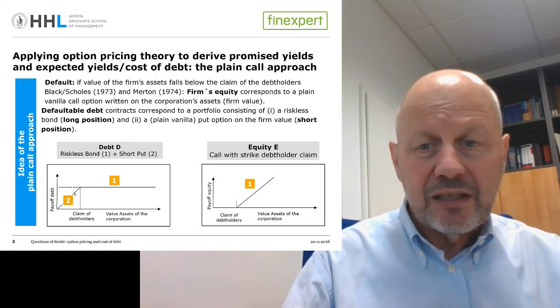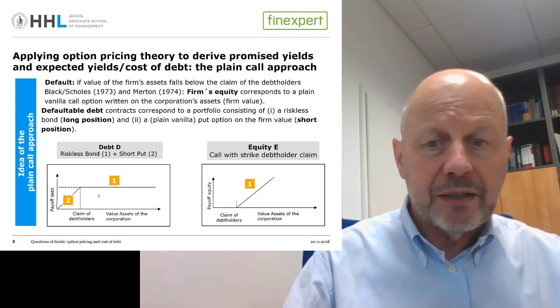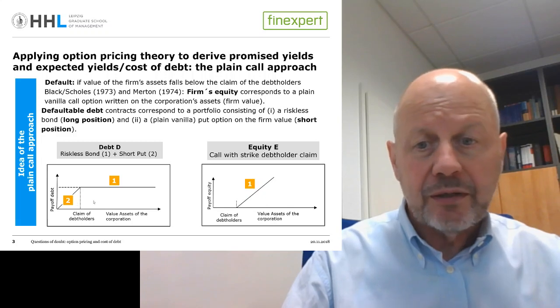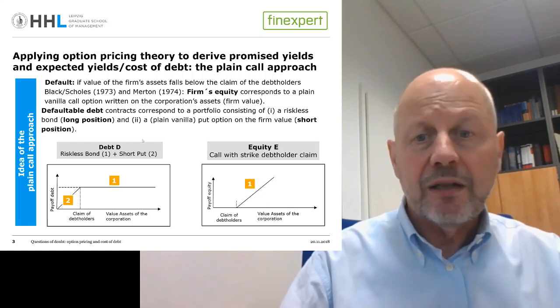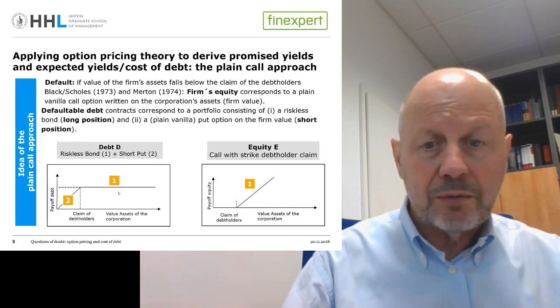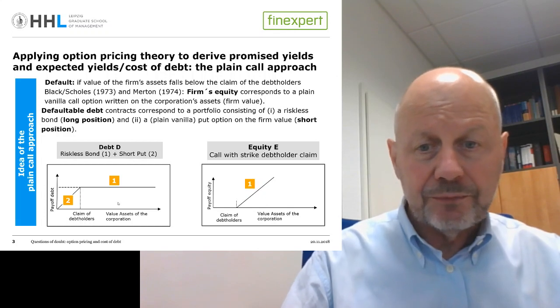If you look at this, you see that the second component can actually be modeled as a short position in a put. That means they have to take back the asset value of the firm if the value of the firm is lower than their claim, because then this is just what they get. So their total debt position may be modeled as a portfolio of these two components: component one, the riskless bond, and component two, the short position in the put, where they have to take back the value of the assets.